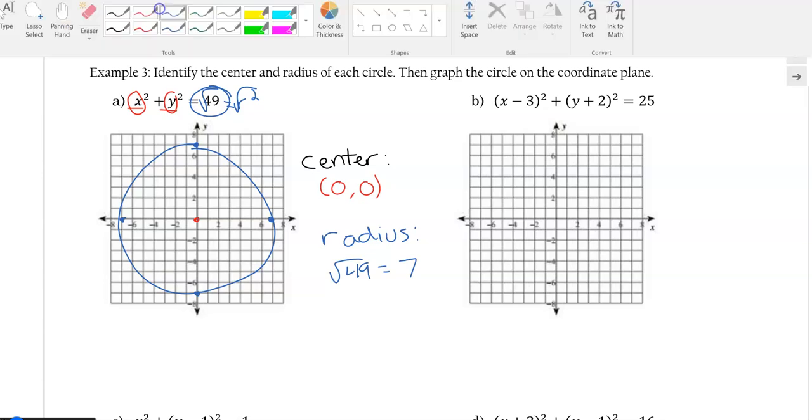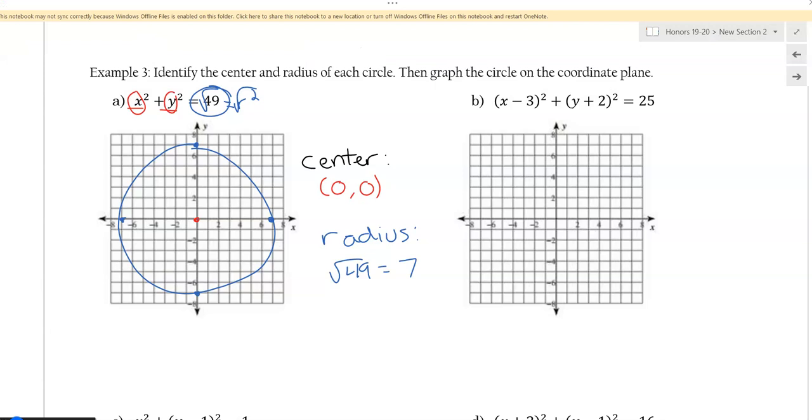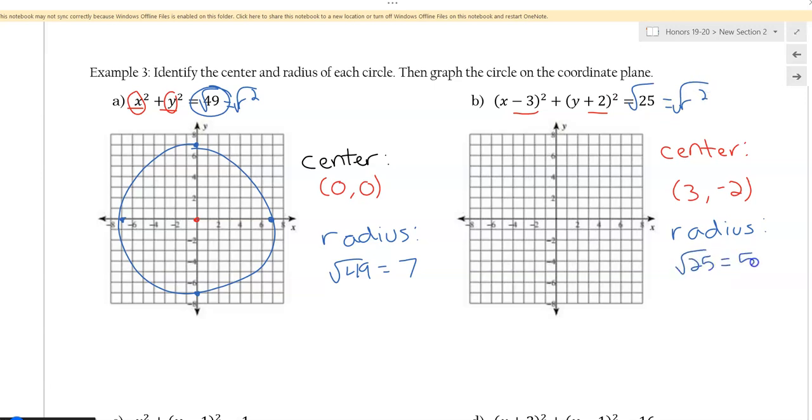All right, same thing with part B. Same thing here, right? Our center. What's with x, what's with y, but again, we have to change the signs. So it's -3 and +2. So that's 3 and -2. Then for our radius, right, this equals r squared. So that's the square root of 25, which is 5.